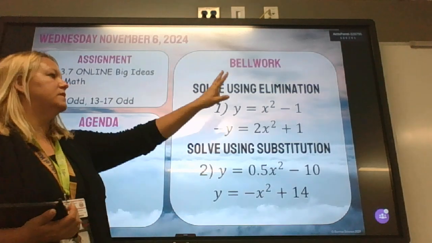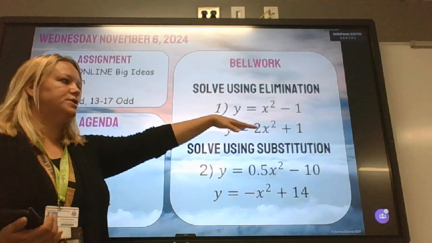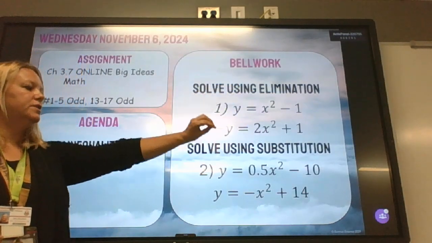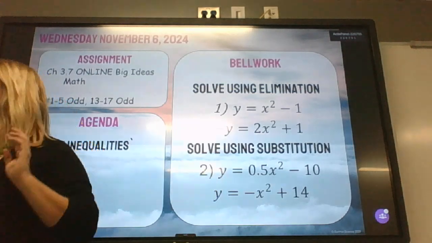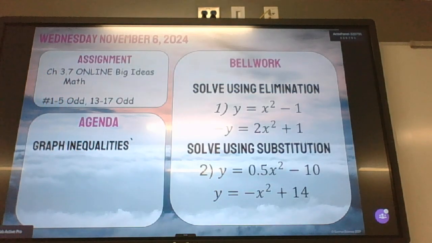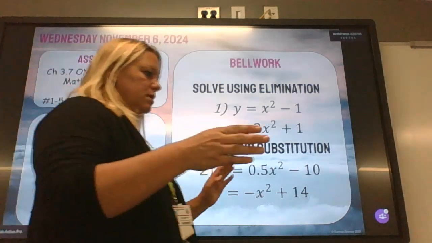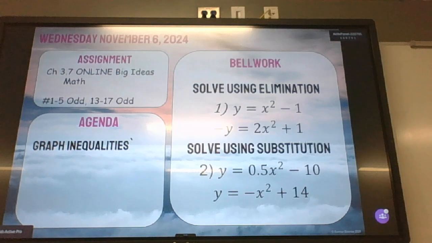The second way to solve a system is elimination, which we did not do yesterday. And the third way is substitution, and that is the example I did yesterday with substitution. I did want to just play elimination with you. We did it like a month ago, I'd say.